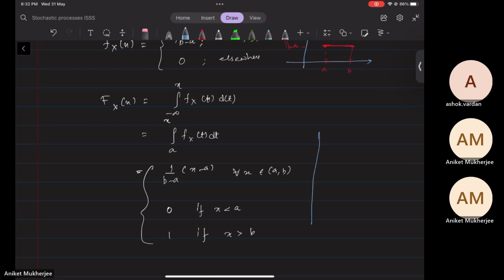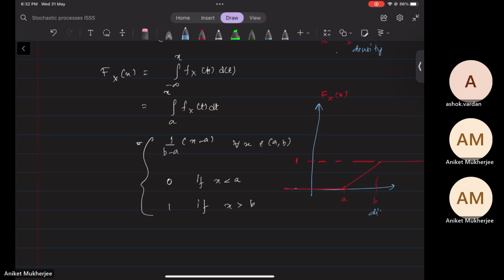So now you get the distribution function as follows. It is 0 till a, then it goes up till b, and then it's 1. This is the distribution function. This is the density function of the uniform distribution, and this is the distribution.